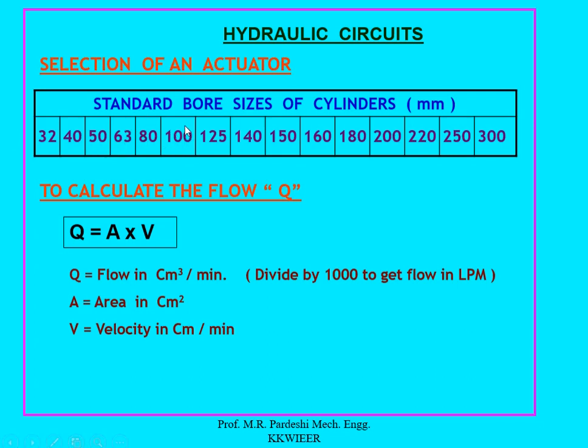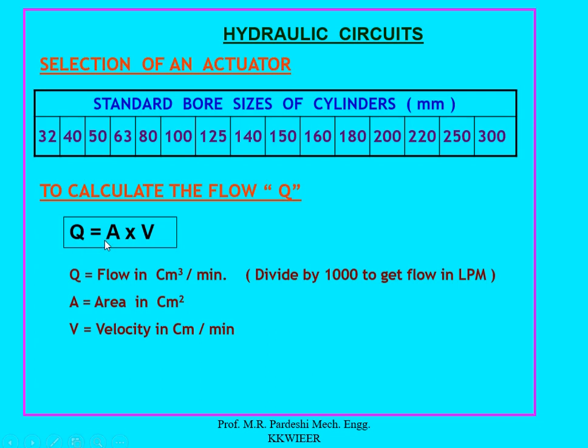So here 100 mm is the bore diameter, so we can select this type of actuator for this particular calculation. Then after selecting this actuator, we need to calculate the flow rate, to see whether our pump will generate that flow at the desired pressure or not. So how to calculate the flow rate?